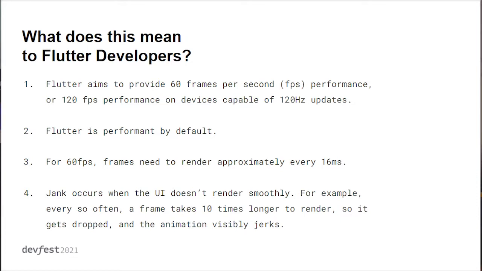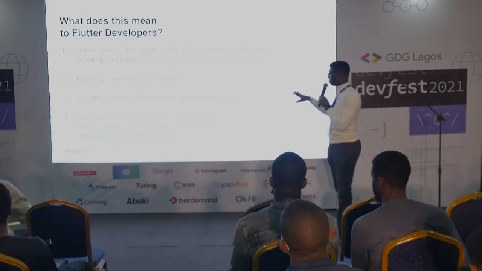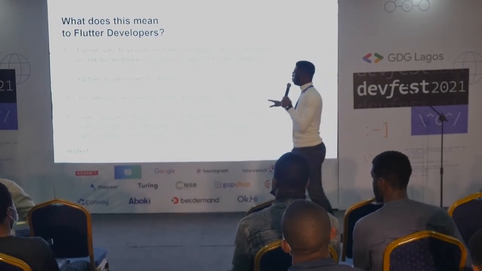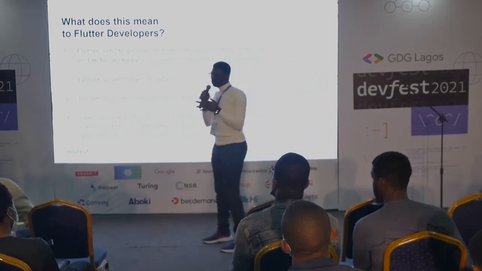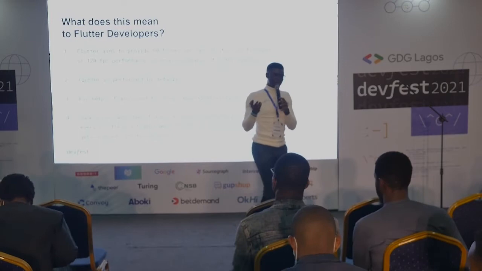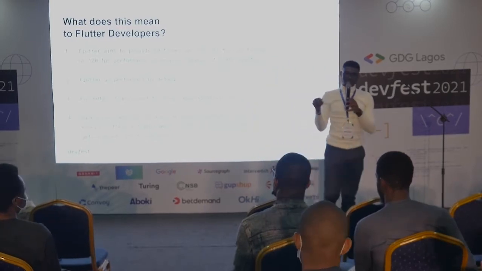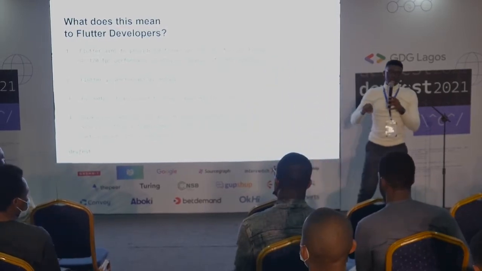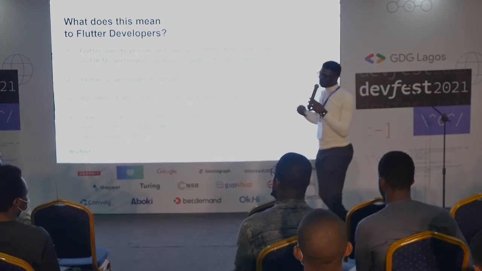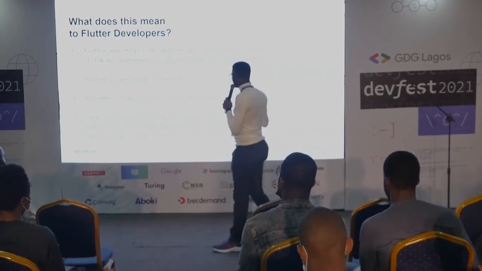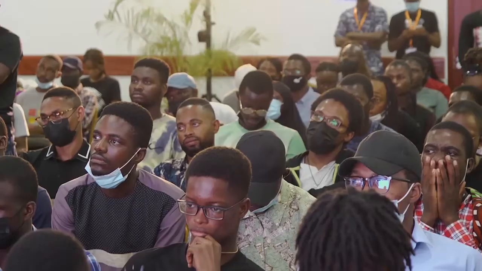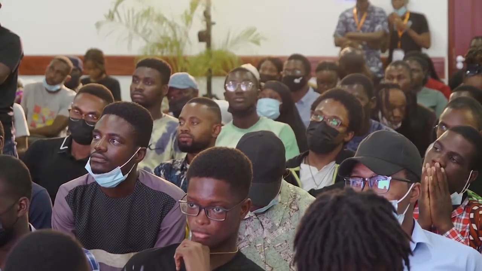So this third one is, for 60 frames per second, frames need to render approximately every 16 milliseconds. This is a very important aspect of performance for Flutter. For every frame that renders in Flutter, it takes about 16 milliseconds to render, and if it doesn't render around that time, you would definitely have what we call animation jank, or a few frames might be dropped.